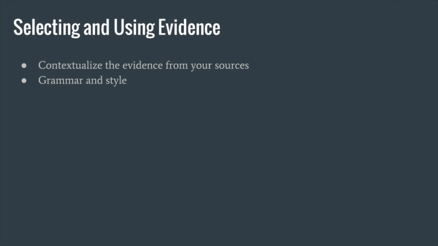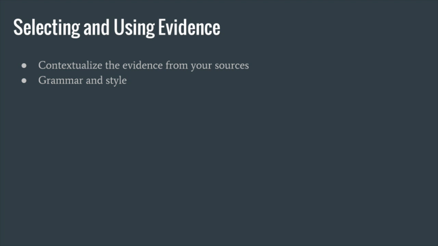The next one is selecting and using evidence again. This time it is only worth 3 points, and it states that you must contextualize the evidence from your sources. Basically just saying when your author was writing this, what your author had to do with it, and what was happening in the world around them.